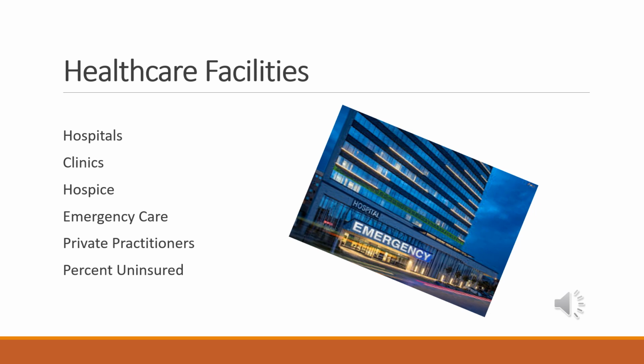Looking at healthcare facilities, including hospitals, clinics, hospice, emergency care, private practitioners, and the percent uninsured, there are actually 4 hospitals in the immediate area of Woodridge within 2 to 3 miles, but none within the village limits. General hospitals include Adventist Bolingbrook, Edwards, which is part of the Endeavor system, Advocate Good Samaritan, and a psychiatric hospital, Linden Oaks, which is part of the Endeavor system.